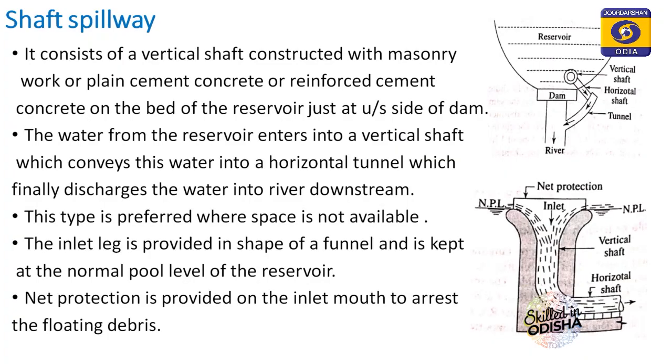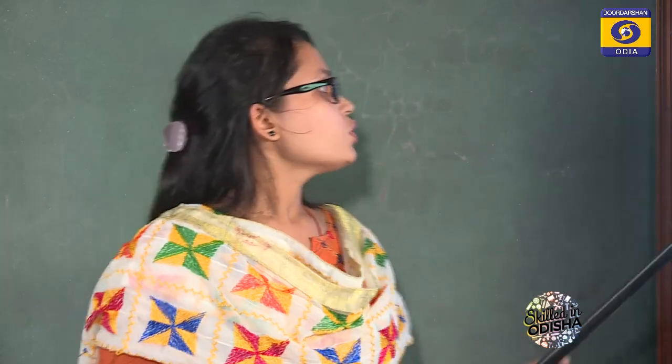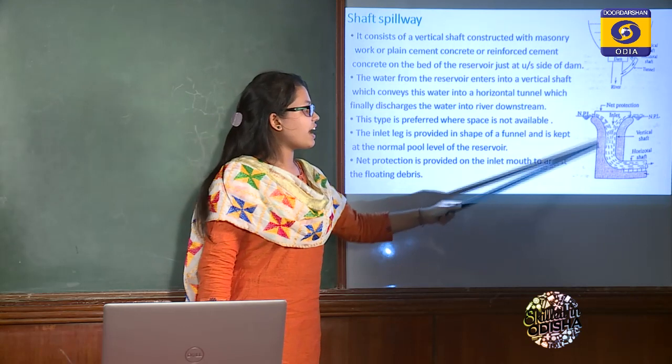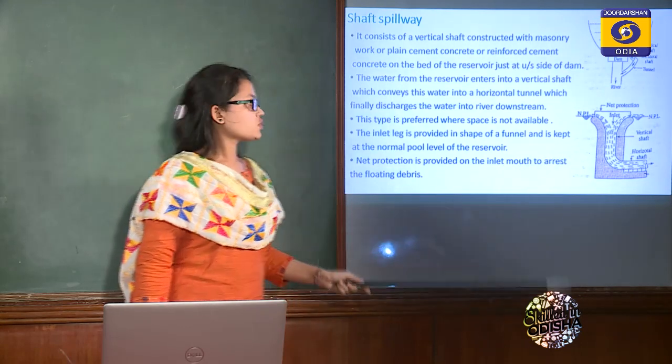Then come to the next type of spillway, that is the shaft spillway. Now why is it called a shaft spillway? Because shafts are used. Now what is a shaft? A shaft is nothing but a long narrow passage or long tunnel. So here we use both vertical and horizontal shafts. So this is how the shafts look, just a long narrow passage.